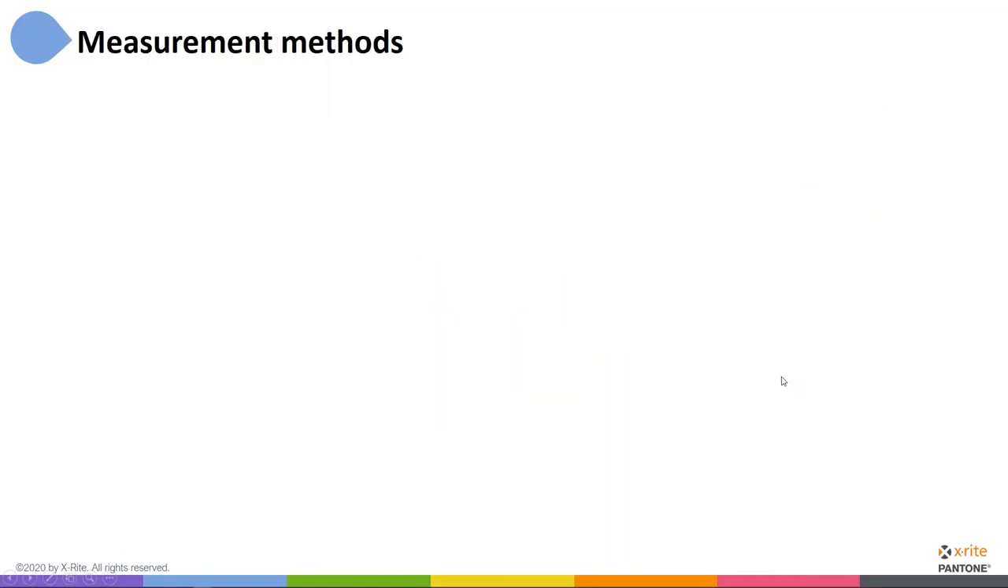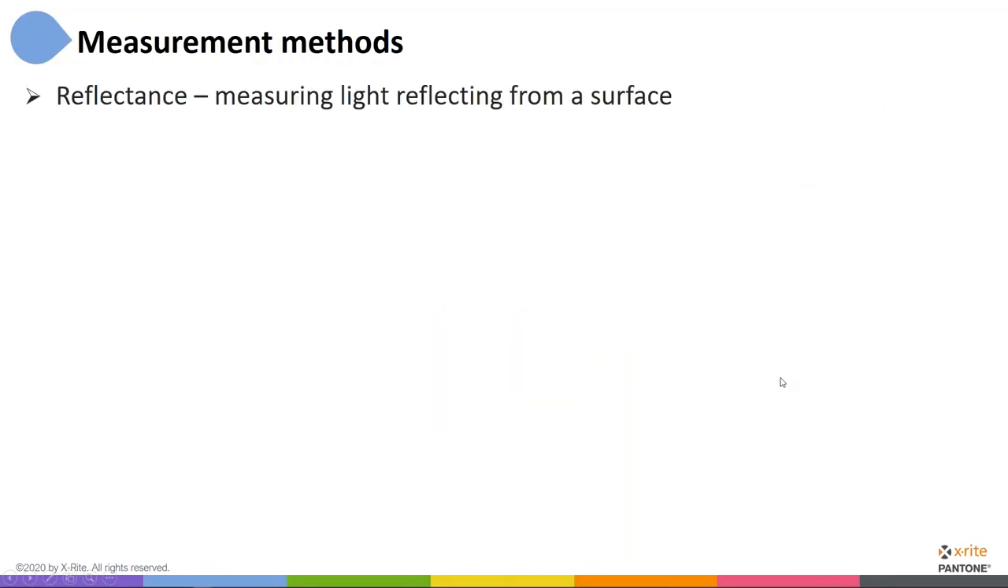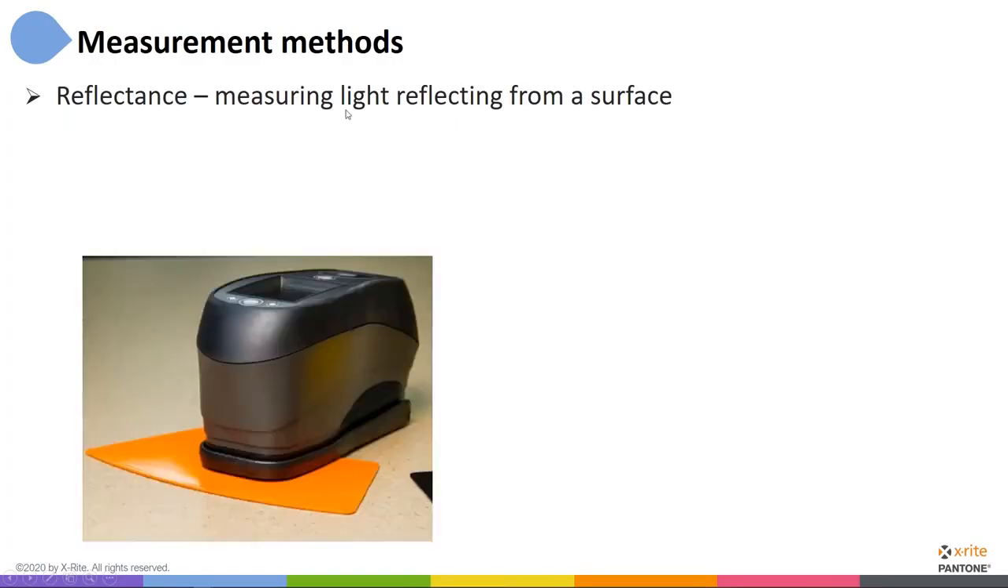There are other differences as well. For example, it comes down to measurement methods. Am I needing to measure reflectance, meaning I'm going to measure the light reflecting from a surface? So here's a picture. I've got a piece of orange plastic. I'm going to measure it with this, happens to be a CI64 sitting on there. It would be shining the light on this as we were just looking at, diffusely from the sphere inside of there and measuring the light that reflected off of it.